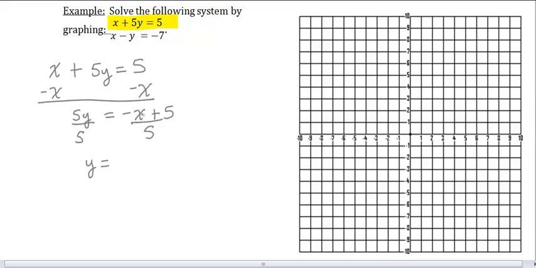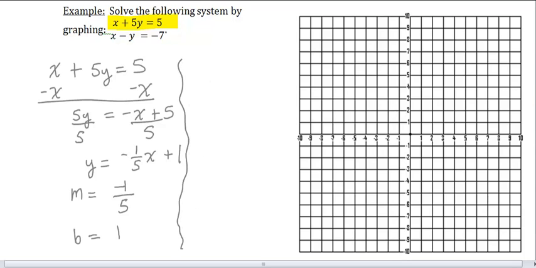That's negative 1x over 5. So I can write that as negative 1/5 x, so I can actually see my slope. And 5 divided by 5 is 1. This gives me that my slope is negative 1/5. I'm going to put that negative with the 1 on top. And my y-intercept is 1. So if I wanted to graph this line, I'll actually come back and graph. Let's look at the other line.